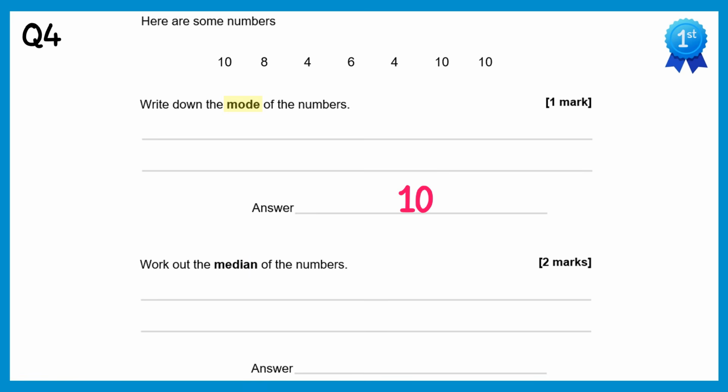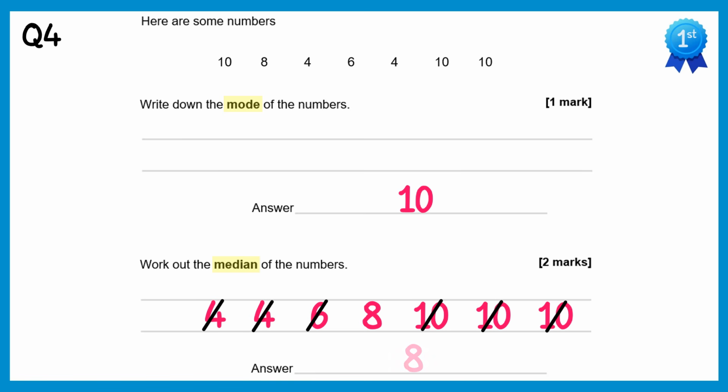For the next part, we need to find the median. Now the median is the middle number when we write the numbers in order. Unfortunately in the question, they're not in order, so we need to write them in order first. So we've got 2 4s, we've got 1 6, 1 8, and then those 3 10s. Now we can find the middle number just by crossing off pairs of numbers. So we'll cross off the smallest and the largest, and then do that again, and then you can see the middle number is 8. So the answer for the median is 8.